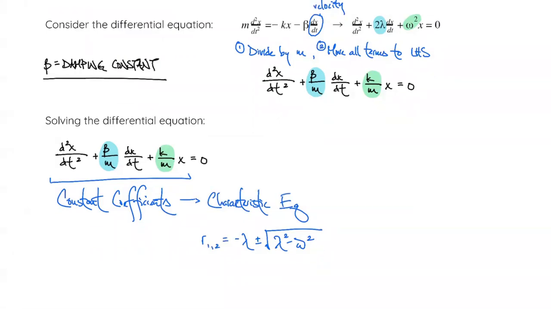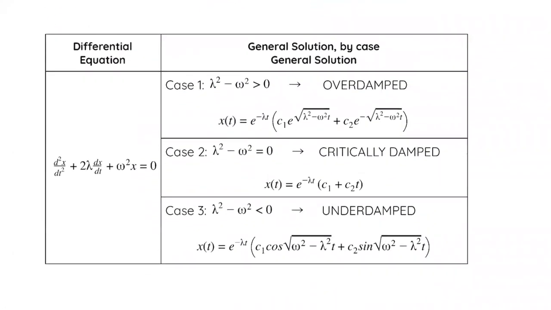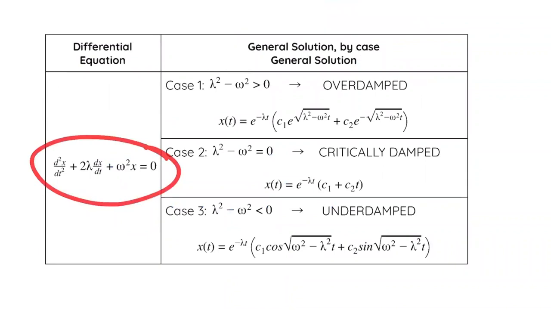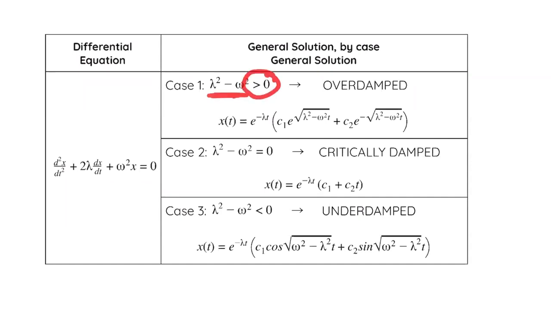So let's take a look at this table before we move into that example. If we have a differential equation with some sort of damping constant, there are three outcomes for this situation. It turns out that we can have a case where the discriminant, that's a word from the past, is greater than 0.